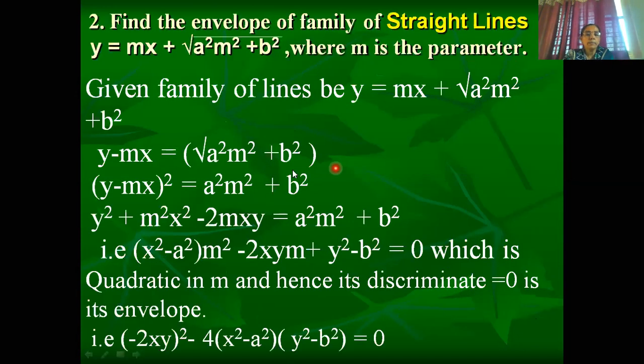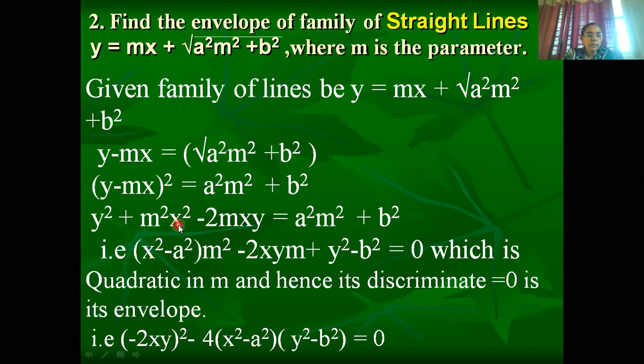Next example: find the envelope of the family of lines y = mx + √(a²m² + b²). Again, it is not directly in the form of a quadratic, so you have to make it quadratic. Take mx to this side: y - mx = √(a²m² + b²), or (y - mx)² = a²m² + b². Expand this and write it as a quadratic now.